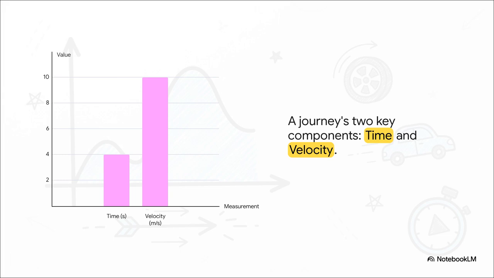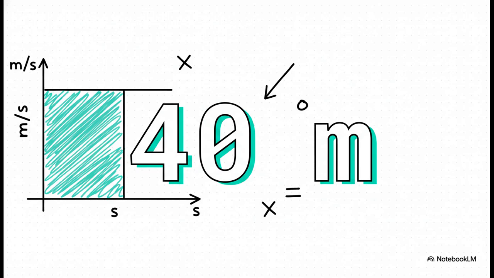So let's see what that looks like on our graph. We're going at a constant 10 meters per second for 4 seconds. So the height of our shape is the velocity, that's 10, and the width is the time, that's 4. And what shape do we get? A simple rectangle. Height times width? Sound familiar? 40 meters. And here's the aha moment.